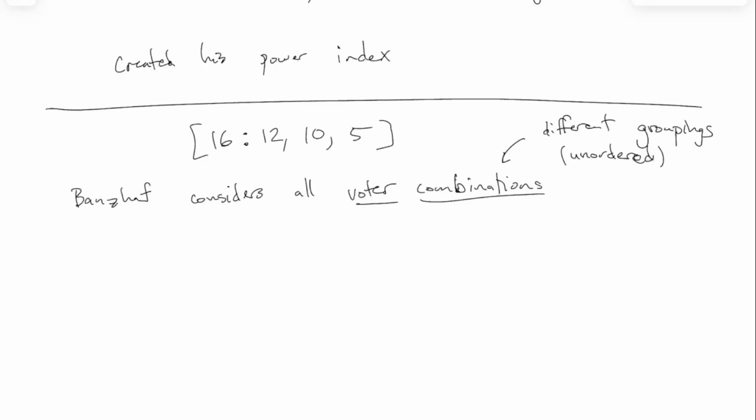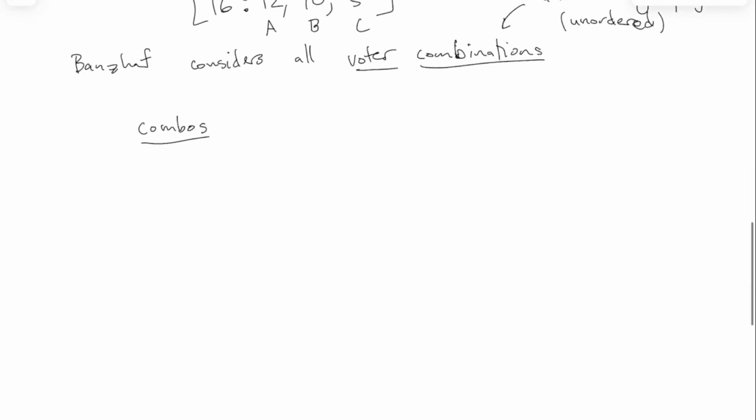The Shapley-Shubik is about listing out all the different orderings and then saying something about pivotal voters. The Banzhaf is about just combinations of voters. What are the different ways that you could group the voters together? And I'm going to make a list of those. So I'm going to call them the combos. These are all the different ways I could just make a group out of these voters. And as always, I'm going to call them A, B, C. And I'm going to write down all the different ways you could group them together.